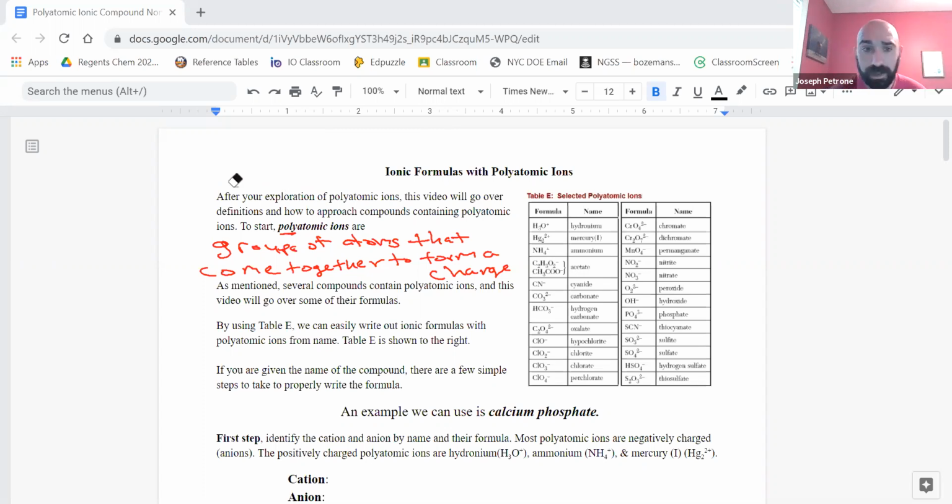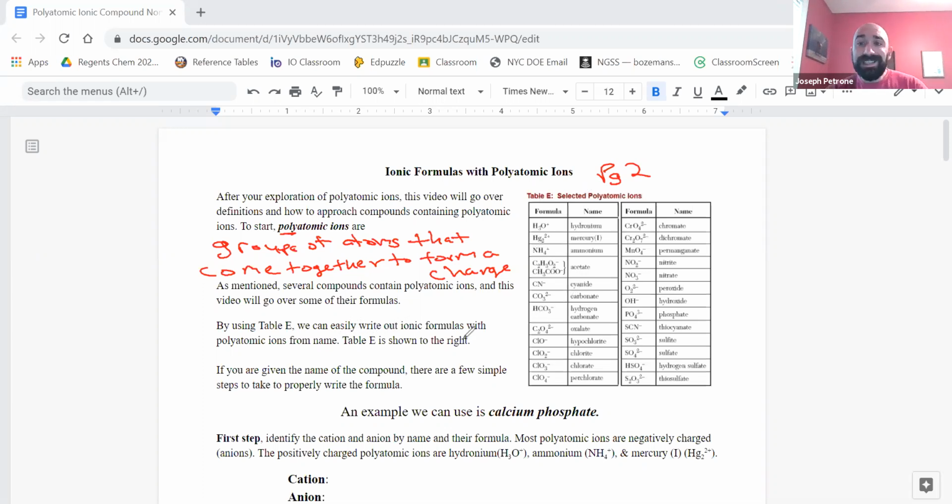Now, as we mentioned, several compounds contain these polyatomic ions, and I'm going to go over the formulas and how to go from the name to the formula. So you're going to look at Table E in your reference tables. Table E is on page 2 of the reference tables. It's called Selected Polyatomic Ions. So it's going to be right here. You'll have access to it through this, but you should also have your own copy on you. If you have a printed version, that'd be great.